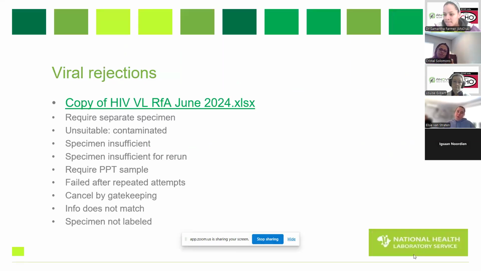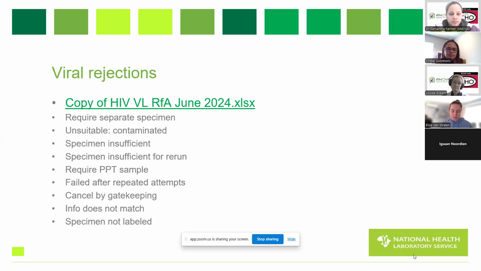So on a monthly basis at the lab, we get what's called a rejection report, and we share this with various people, and we share it with Anova as well. And we can see of the tests that you have sent to the lab, the samples are either, as it shows here on the screen, insufficient, or the information doesn't match, or it's not labeled. We would then reject those specimens. So typically, we took the report and we filtered on the viral loads, and these were the kind of rejections that we saw were quite common: requiring a separate specimen, unsuitable, insufficient. And we can come back to this list and perhaps talk to it again.